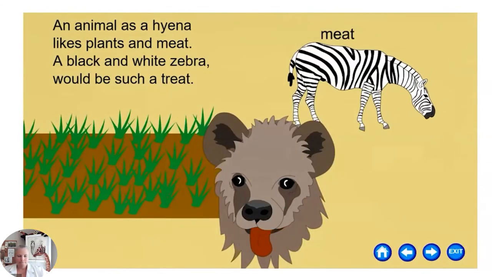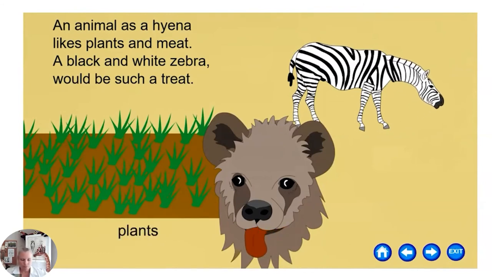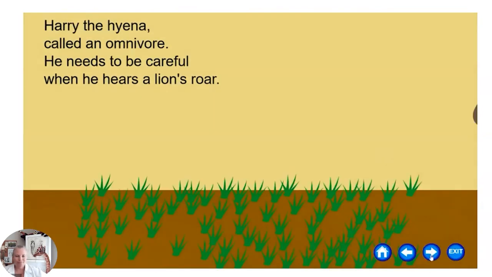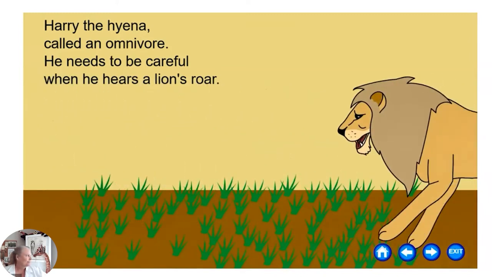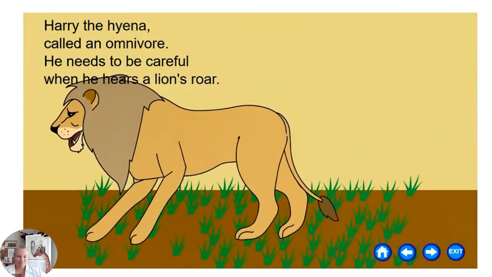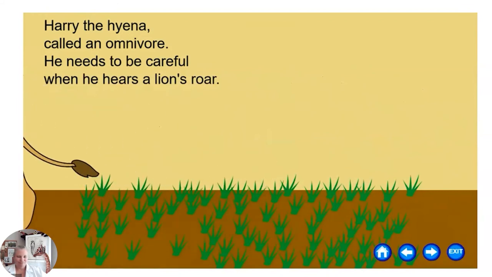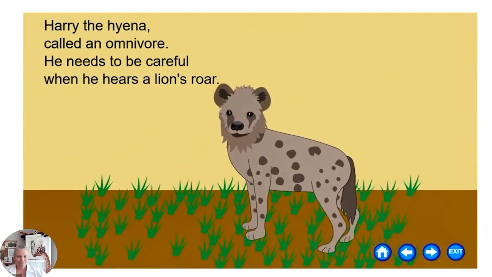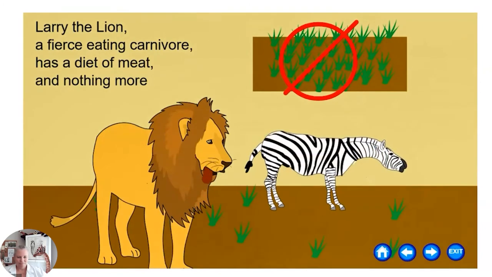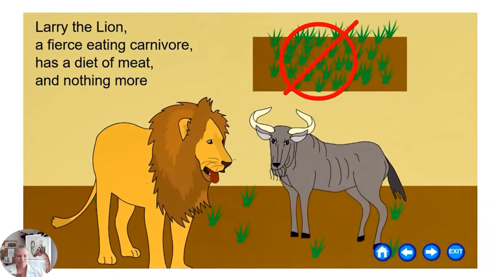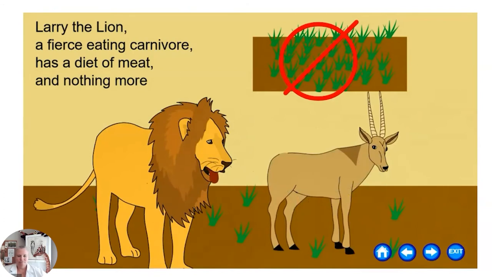An animal such as a hyena likes plants and meat. A black and white zebra would be such a treat. Harry the hyena, called an omnivore, needs to be careful when he hears a lion's roar. Larry the lion, a fierce eating carnivore, has a diet of meat and nothing more.